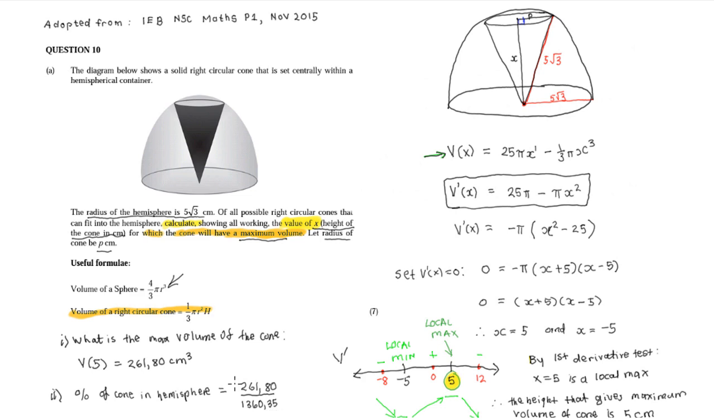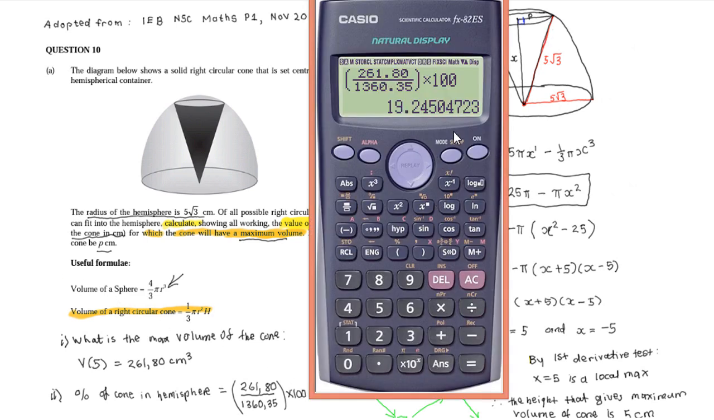So we get 0.1925, okay? That we can then times by 100, and we see that the cone is only taking up, by volume, only 19.25% of the volume of the hemisphere.